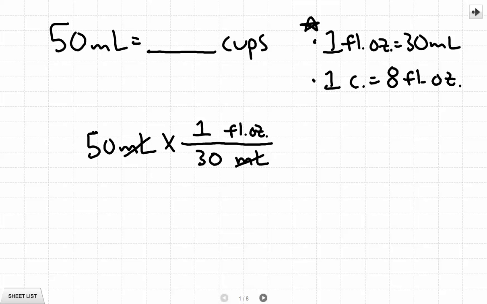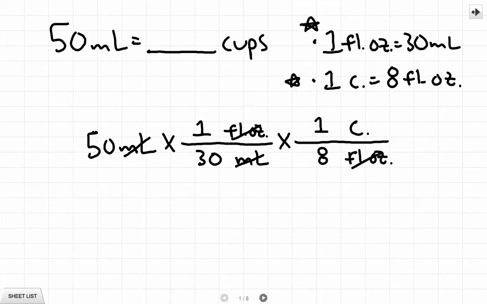But fluid ounces is not the unit of measurement for my answer. The unit of measurement for my answer is cups. So I'm going to employ another conversion ratio, which will allow me to cancel fluid ounces. So I've got fluid ounces in the denominator to cancel with my fluid ounces in the numerator, and to end up in cups. And based on the second conversion equation, I know that 1 cup has 8 fluid ounces. So there go my fluid ounces, and I'm left just with cups.